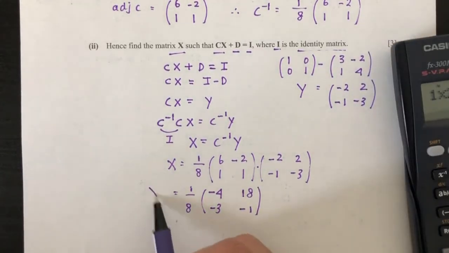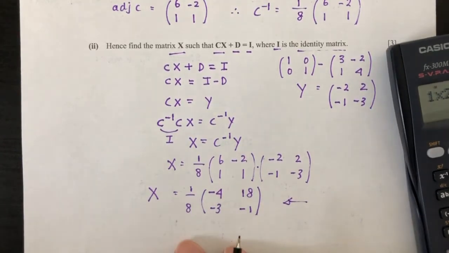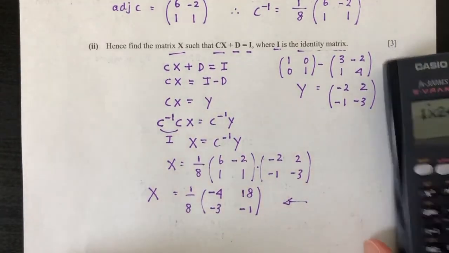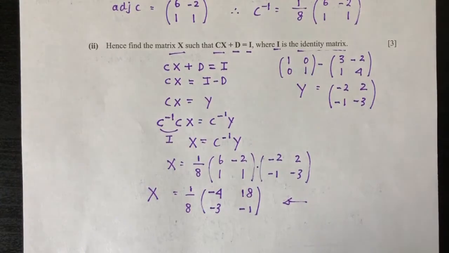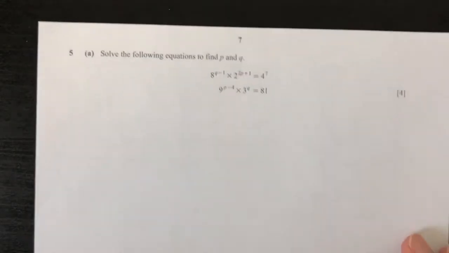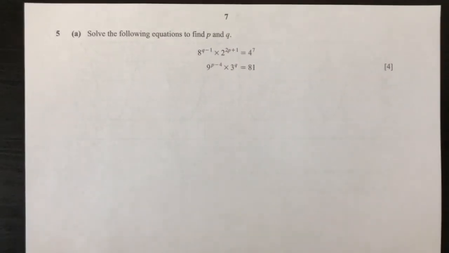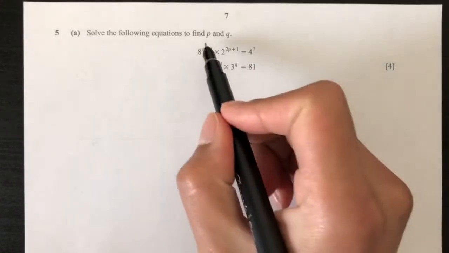Okay, so this will be your matrix X. If you want to bring the 1 over 8 in, you can do that as well, but you don't need to. But that should be enough for your value of X. That is your question number 4. Let's move on to question number 5. Solve the following to find the values of P and Q.